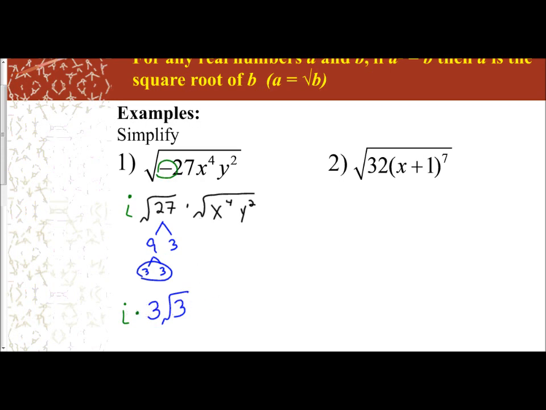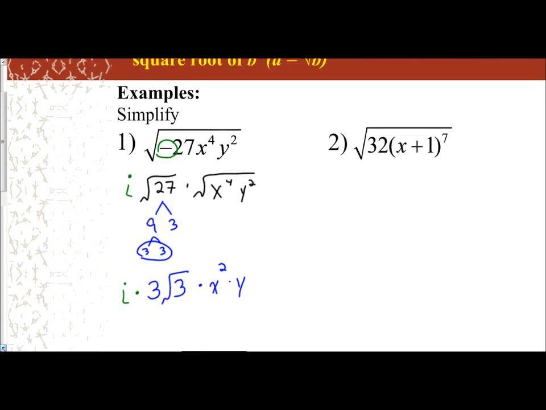And now I'm going to simplify all my variables at one time. Since it's a square root, I can use the trick of dividing the exponent by 2. So x to the fourth, divide the 4 by 2, and you get x squared. y squared, so divide 2 by 2, and you get y to the first, which is just y.